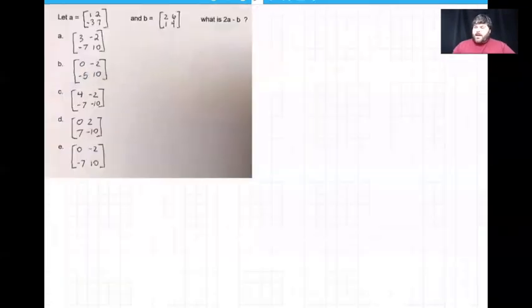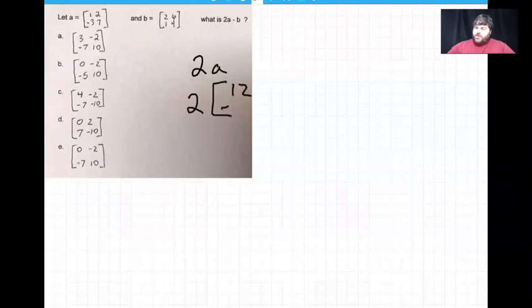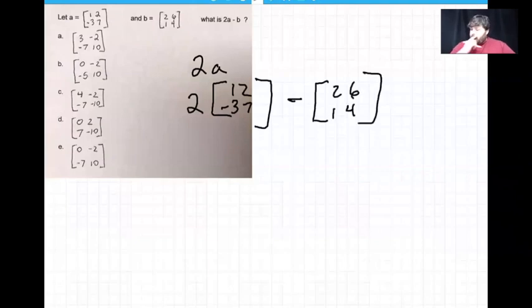All right, let A equal the matrix 1, 2, negative 3, 7, and B equal the matrix 2, 6, 1, 4. What is 2A minus B? Okay, so remember 2 times a matrix is just basically distributing. So we're going to distribute this 2 into here, and then we're going to subtract B, which is just this matrix here. It's pretty standard stuff here.